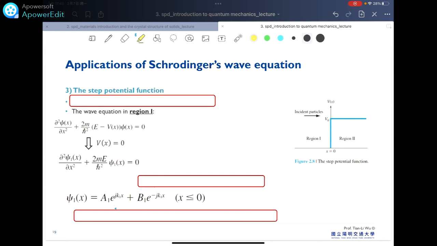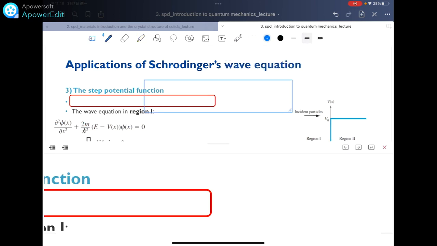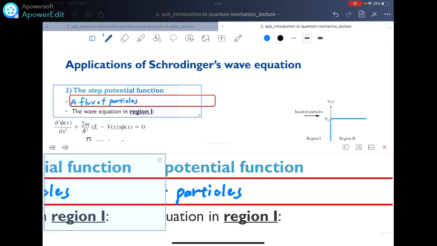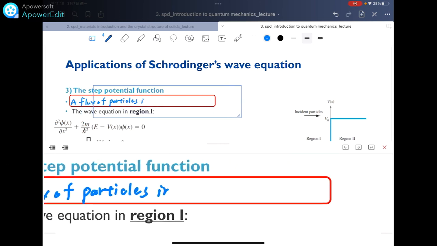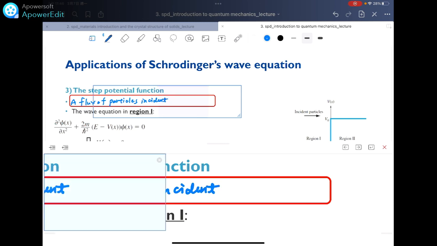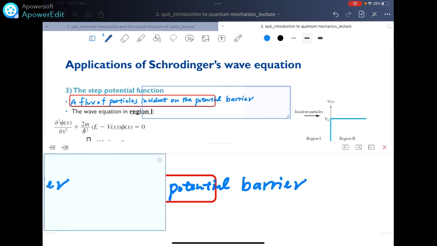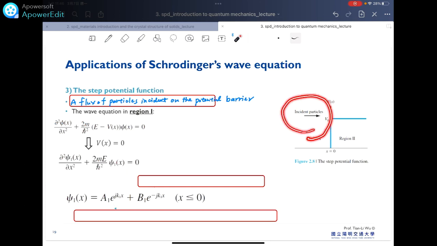Okay, the third one is getting even closer to our real case, where we consider the state function. In this case, we consider a flux of particles incident on a particular potential barrier. As shown here, you have an incident particle trying to incident on the potential barrier.